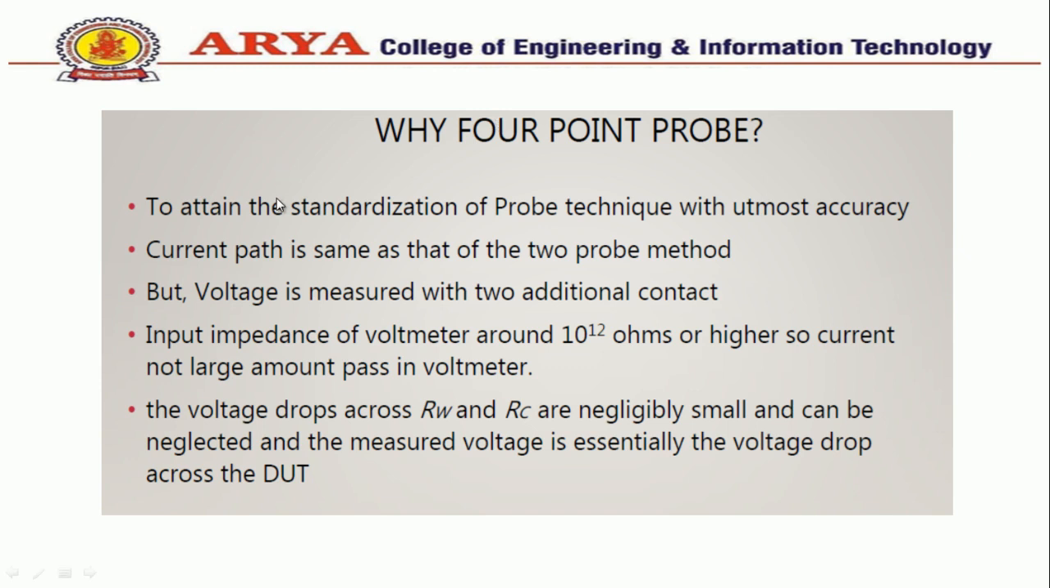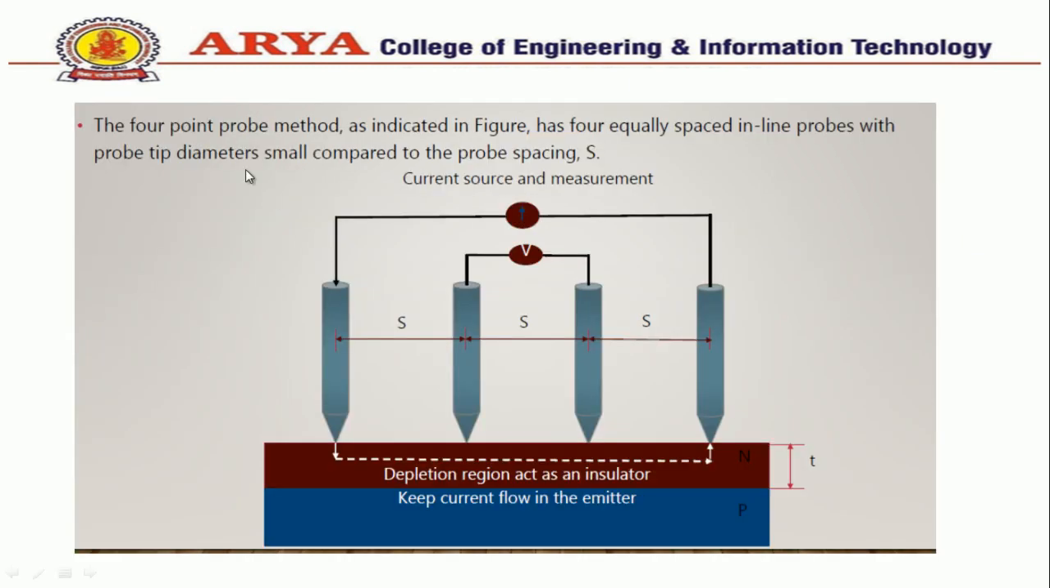Another point is that the current path is the same as that of the 2-probe method, but the voltage is measured with two additional contacts. This is the main advantage of the 4-point method. The voltage drop across RW and RC is negligibly small, so it can be neglected, and the major voltage is essentially the voltage drop across the device under test. So this is the measuring procedure of the 4-point method as shown in this figure.